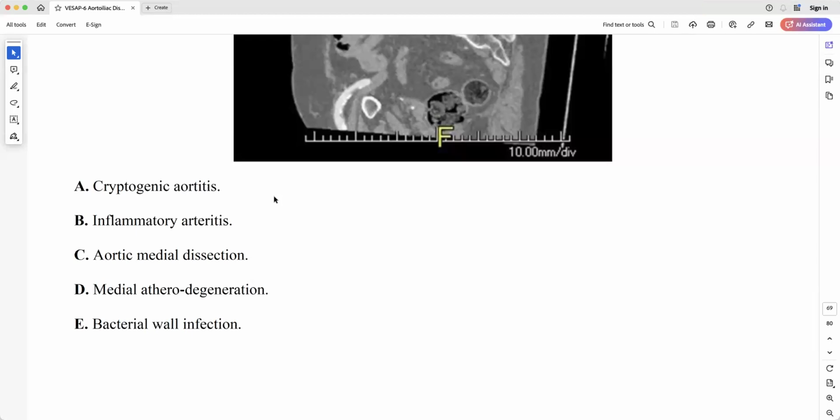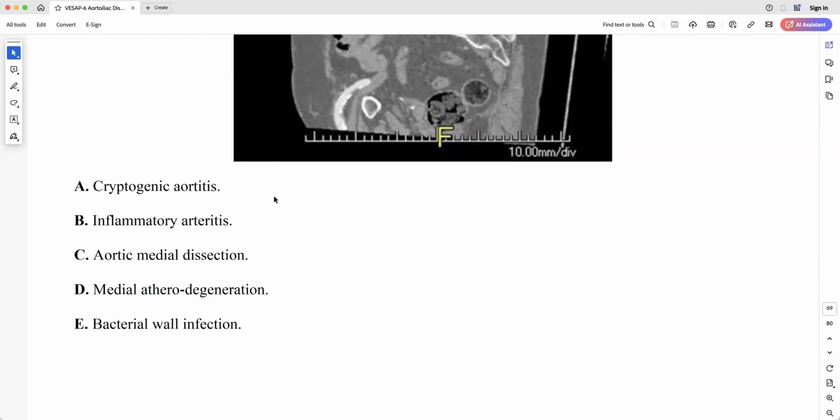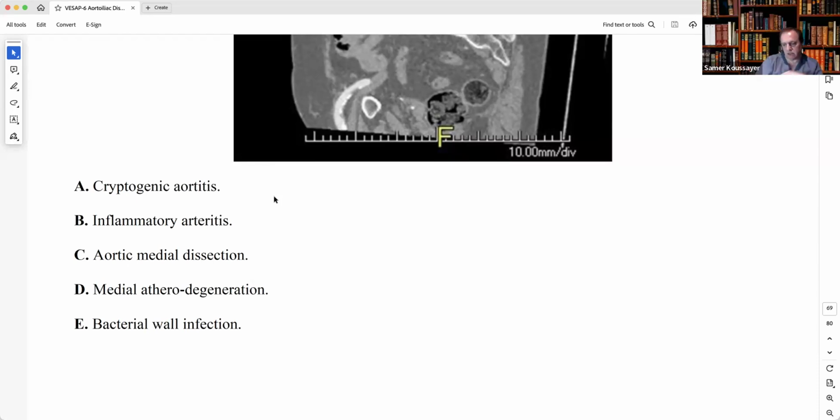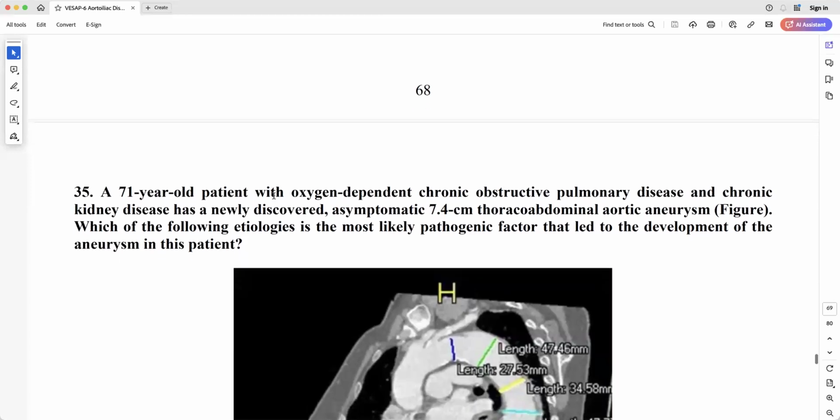Inflammatory arthritis. Aortic medial dissection, no. Medial degeneration. This is the most likely, the right answer. Correct. And the A? Bacterial wall infection, which is mycotic. No. I mean, it could be possible, but it's not the most common. They want the most common.